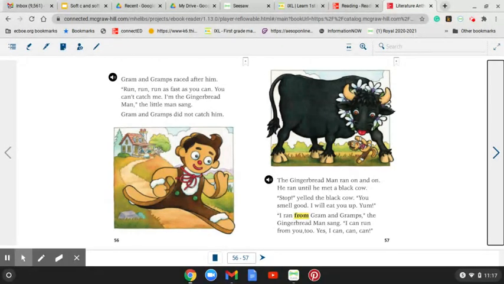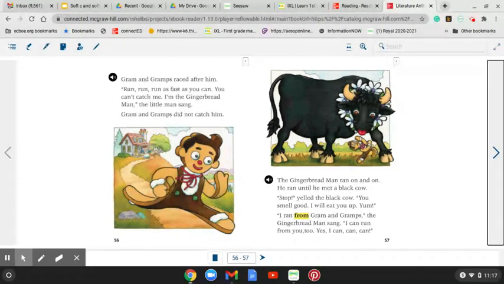Now, I want us to think on this page, because the cow wants to eat the gingerbread man, what happened to the gingerbread man? Either just talk out loud or tell someone by you. Because the cow wanted to eat the gingerbread man, what happened? And you are right. He ran away. That was the effect. Very good.